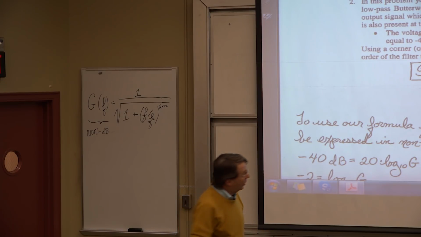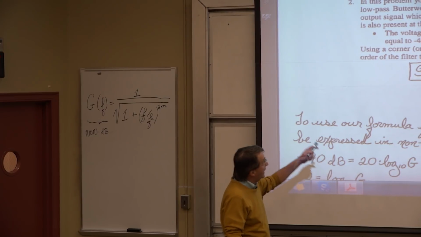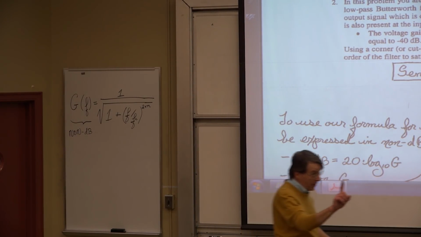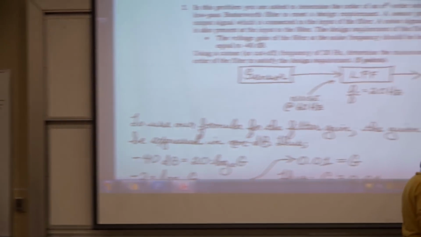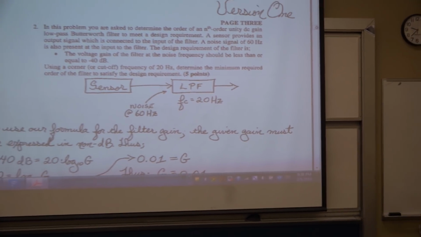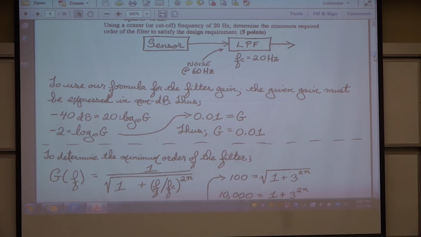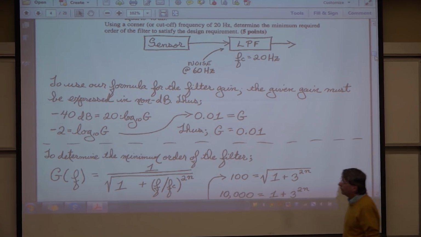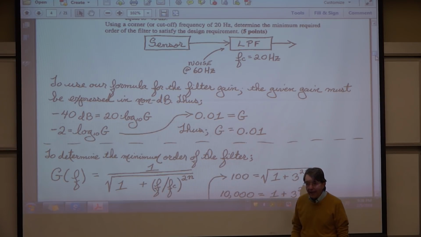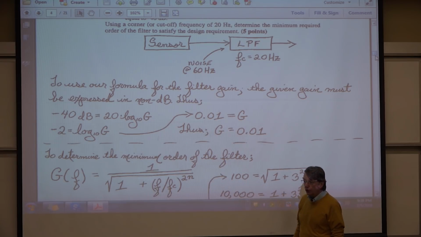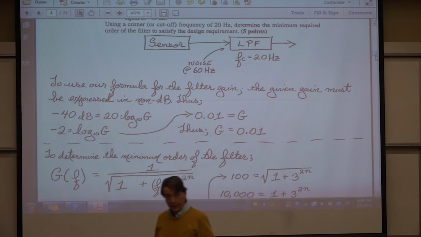All right? So it says here, we'd like to have the gain to be less than or equal to minus 40 dB. So the first thing you've got to do, and this formula is on the formula sheet also, is to convert minus 40 dB to a gain in non-dB. So it's minus 40 dB equals 20 times log to the base 10 of G, where G is the gain in non-dB.